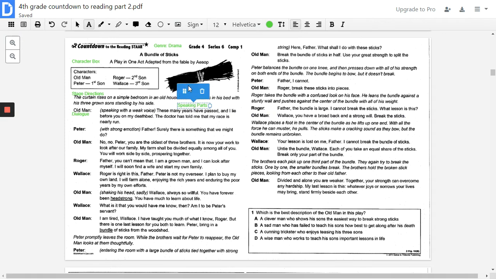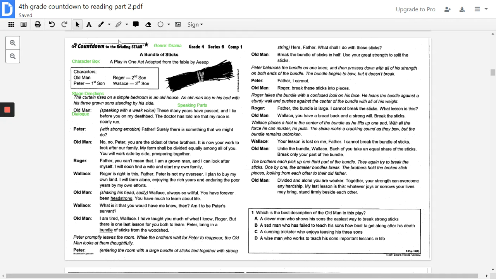A Bundle of Sticks, a play in one act adapted from the fable of Aesop. Characters: Old Man, Peter, first son, Roger, second son, Wallace, third son. Stage directions: The curtain rises on a simple bedroom in an old house. An old man lies in his bed with his three grown sons standing by his side. Old man, speaking with a weak voice: These many years have passed, and I lie before you on my deathbed. The doctor has told me my race is nearly run.